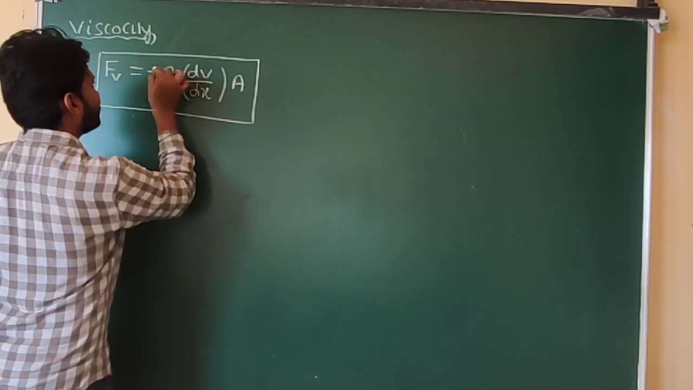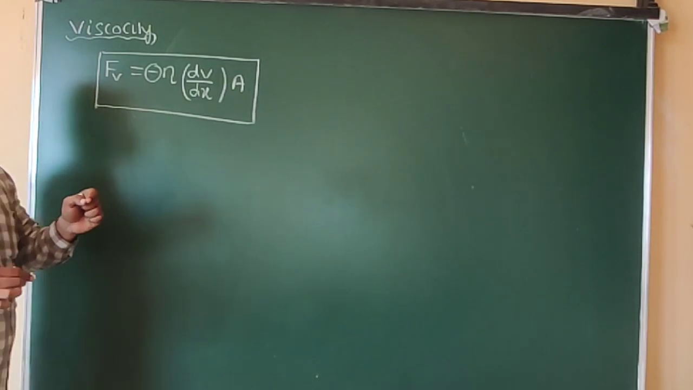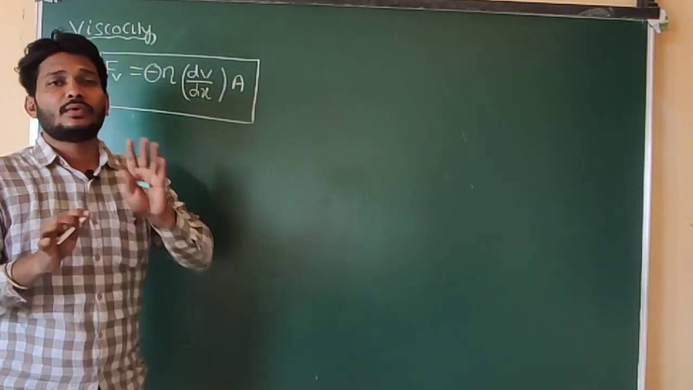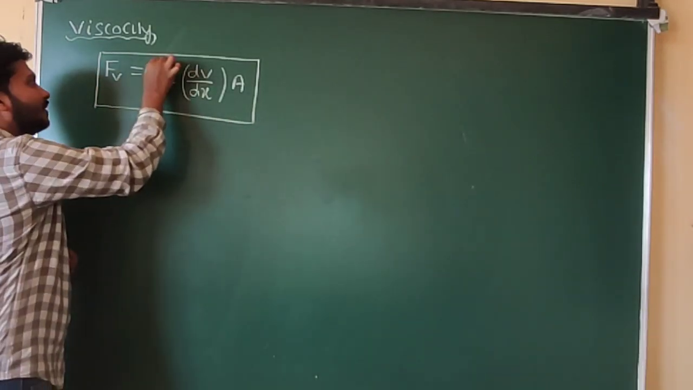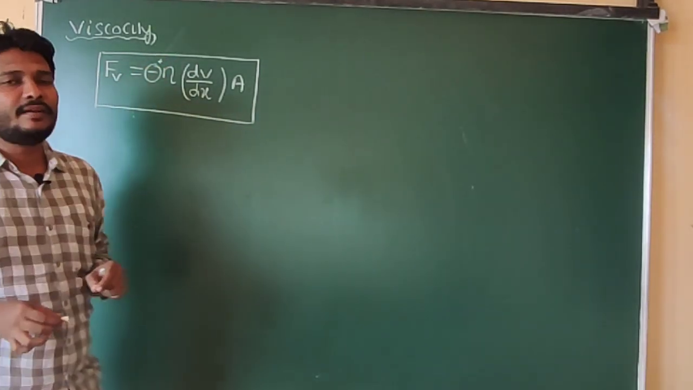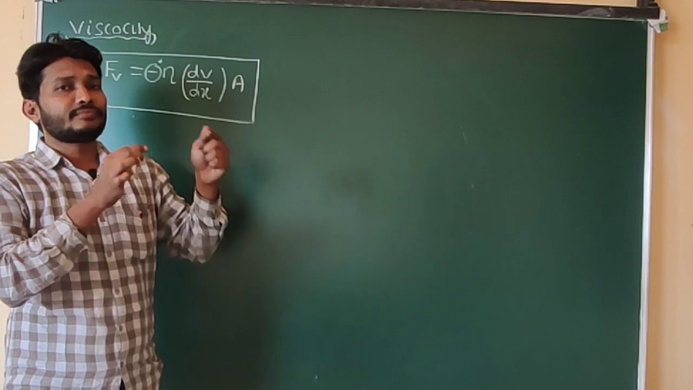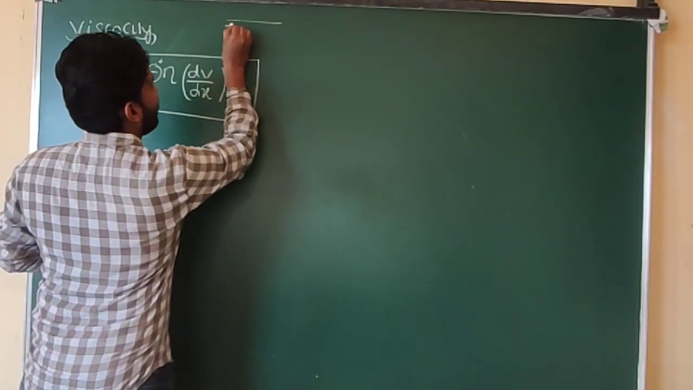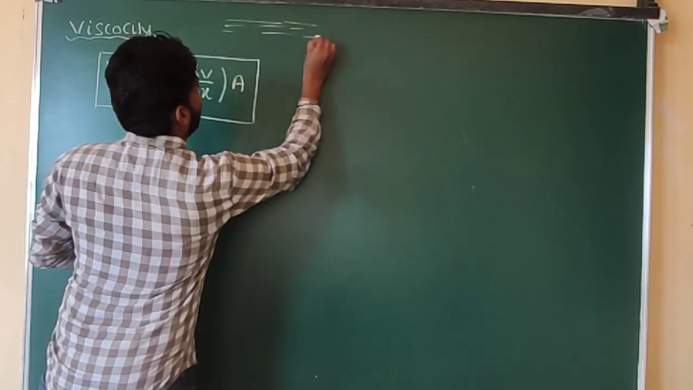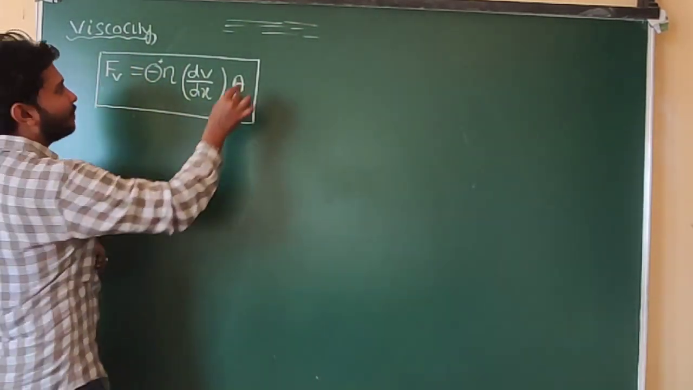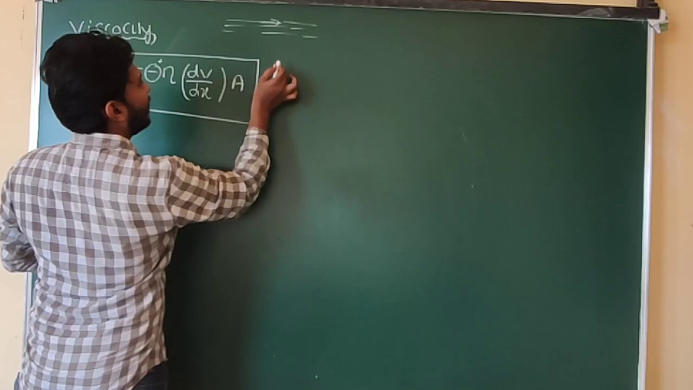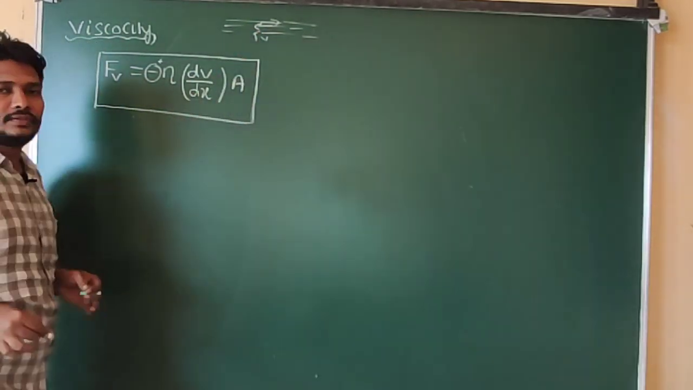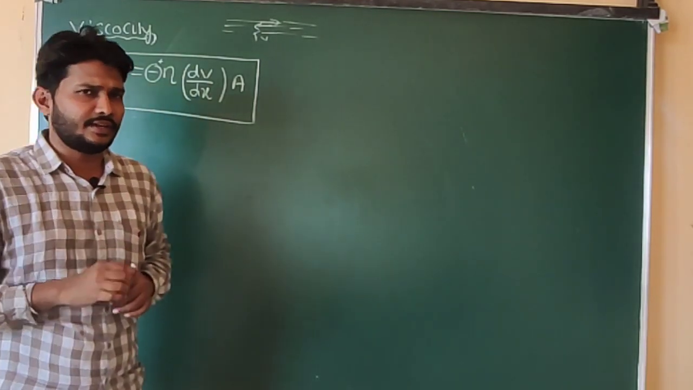Here the negative sign represents that the viscous force and the motion of the layers of the liquid are in opposite directions. What is the significance of that negative sign? The negative sign signifies that the viscous force and the direction of flow of the fluid are opposite. For example, let me take streamline flow here. If the fluid is flowing in this direction, the viscous force acts opposite to the direction of flow of the fluid, right?